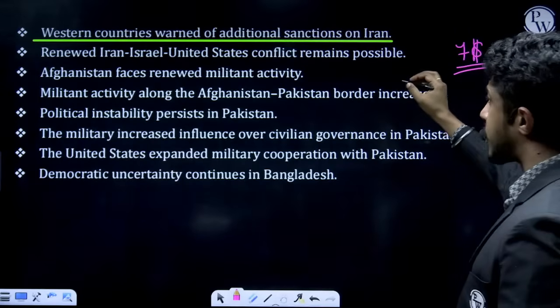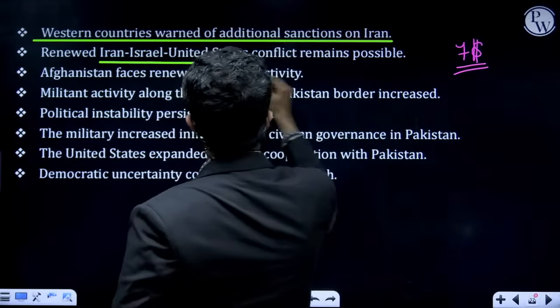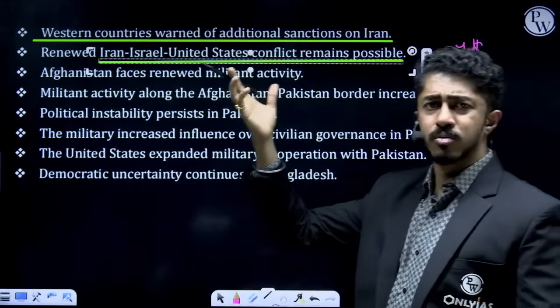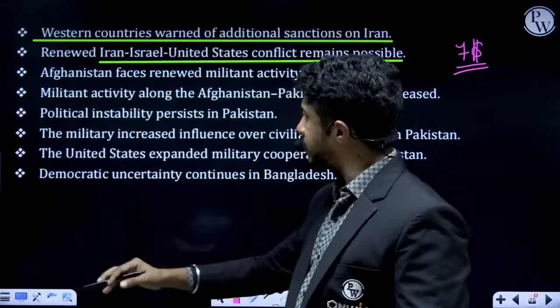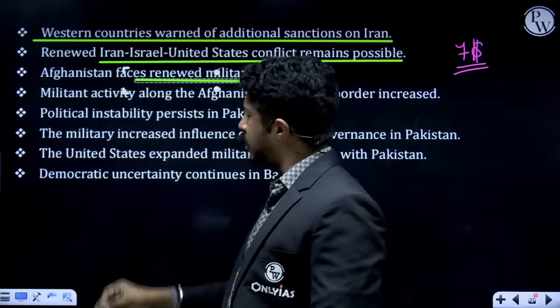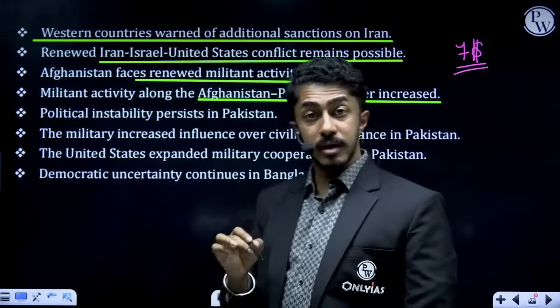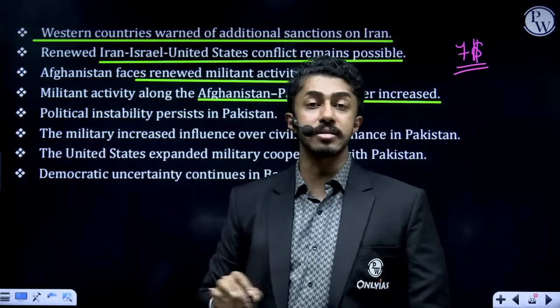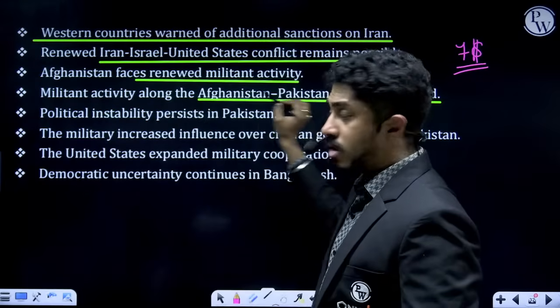Renewed Iran-Israel-United States conflict remains possible. That is nothing new. That is age-old story. It was there before we were born. It will continue even after we are there. Afghanistan faces renewed military activity. Nothing new. Militant activity along the Afghanistan-Pakistan border increased. One wonderful thing is Afghan people hate Pakistan. That is there. That is also happening.